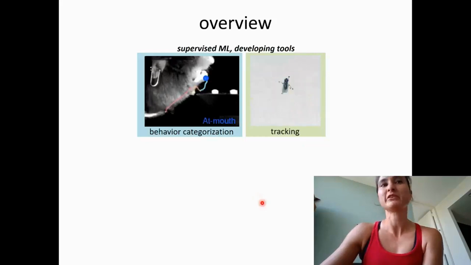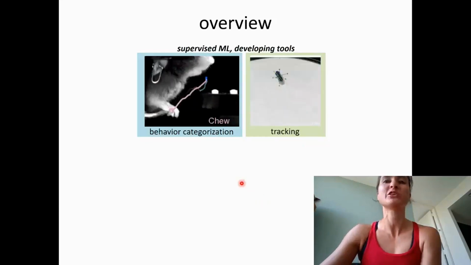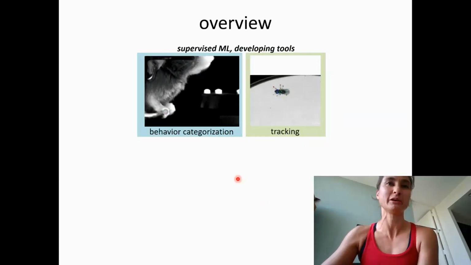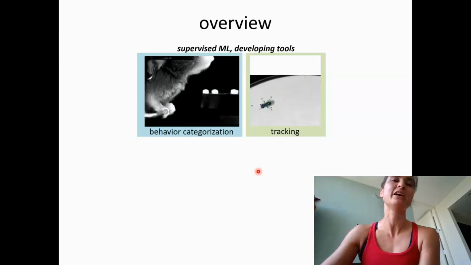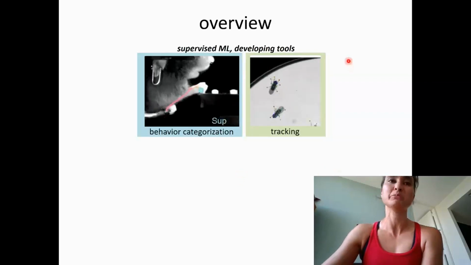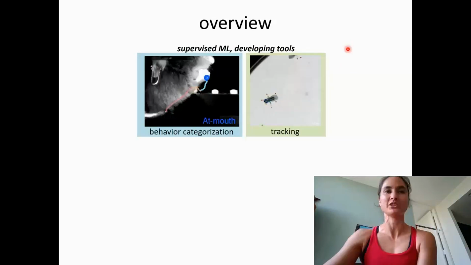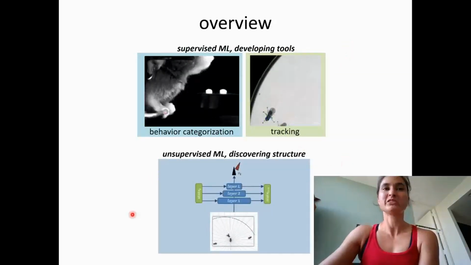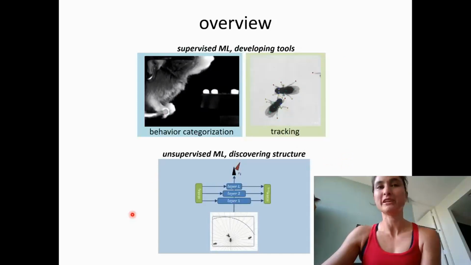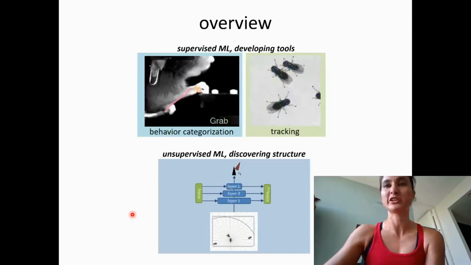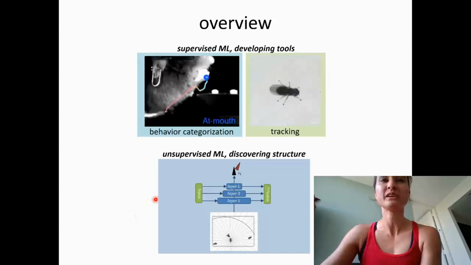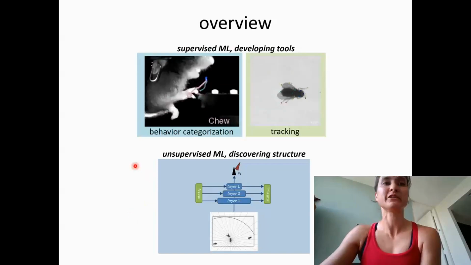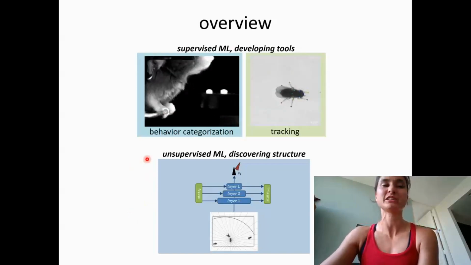And here mainly we're taking pretty much off-the-shelf algorithms from computer vision and machine learning and applying them and making them usable for these applications. And then I'll talk about some of our very preliminary work trying to delve into this unsupervised machine learning and discovering structure automatically.